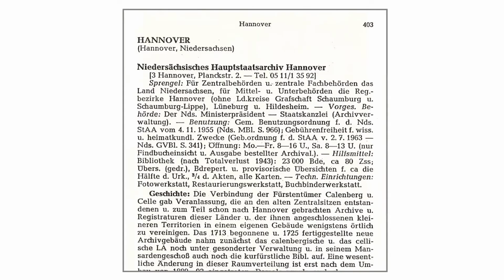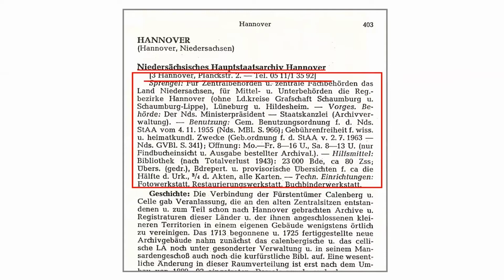The most important part of this resource book is the section with the alphabetical list of localities and their archive holdings. This part pertains to the Lower Saxony Main State Archive of Hanover. This is the largest archive in the Hanover area. The first paragraph provides information about the archive. It gives its address, phone number, the use of the archive, and the days and hours it is open.